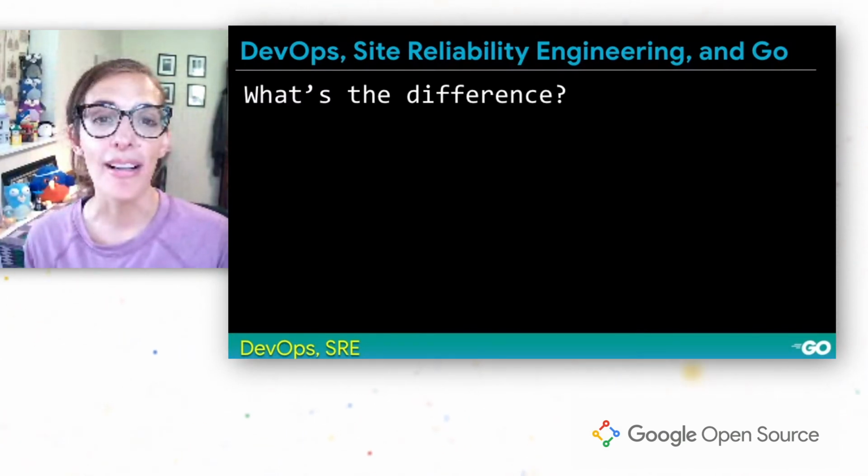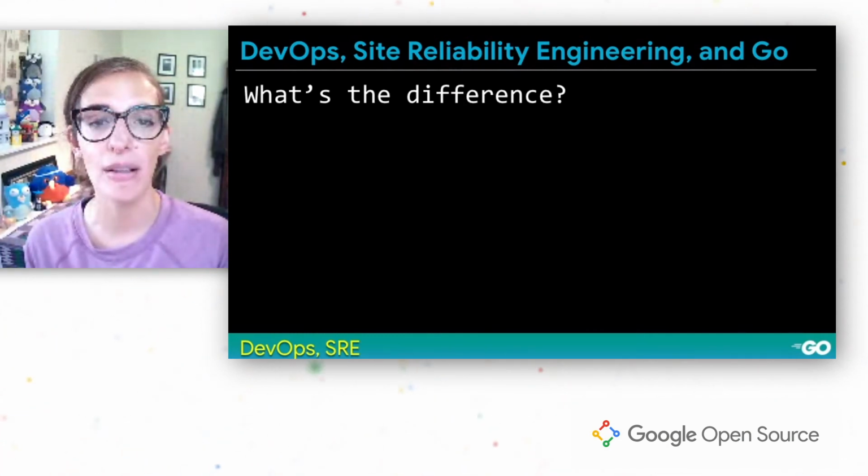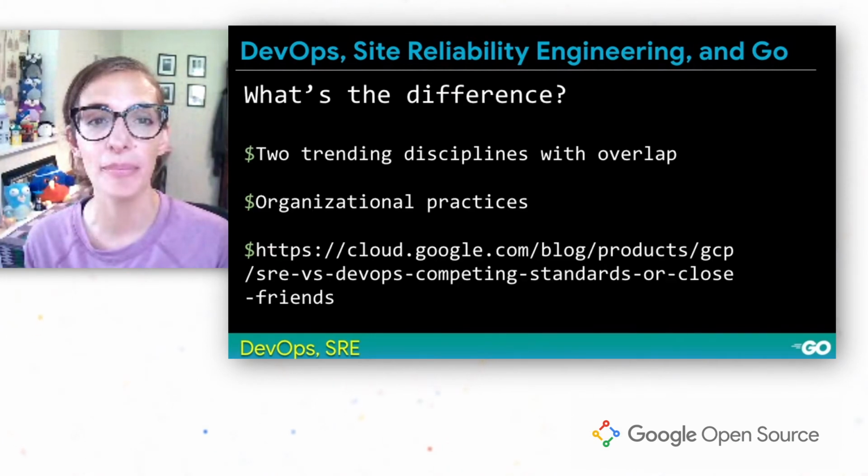Before going further, I'd like to briefly talk about site reliability engineering, also called SRE, and DevOps. What's the difference? DevOps and SRE are two trending disciplines with quite a bit of overlap. In the past, some have called SRE a competing set of practices, but it's not so different from DevOps. To read more, visit the link at the bottom.